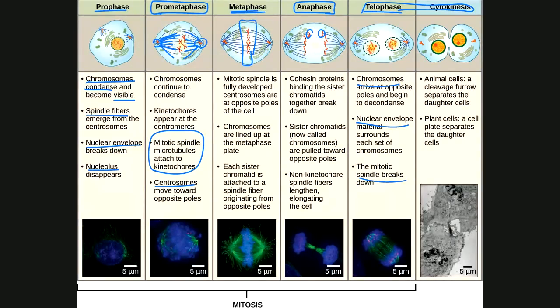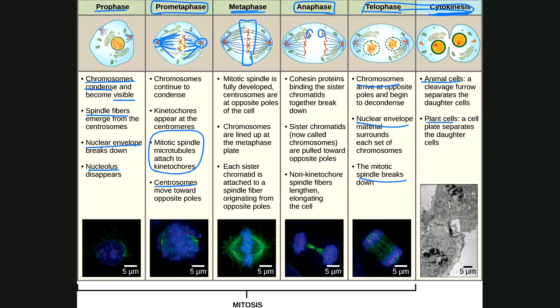Now, all of that was dealing directly with the chromosomes, right? The DNA, the genetic material of the cell. Well, the cell has cytoplasm, it has organelles, it has other things that have to be taken care of. So cytokinesis is essentially that, the separation of the cytoplasm and everything else that's in it. And it happens differently whether we're talking about an animal cell or a plant cell.